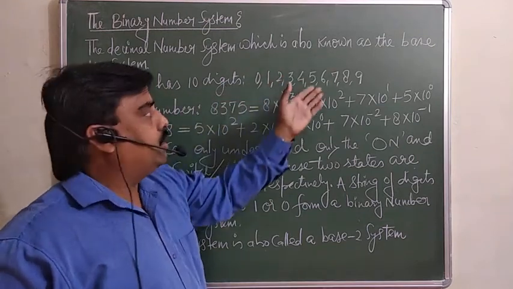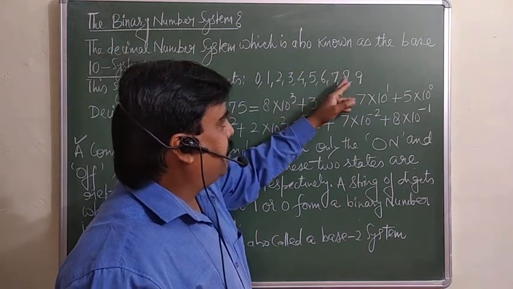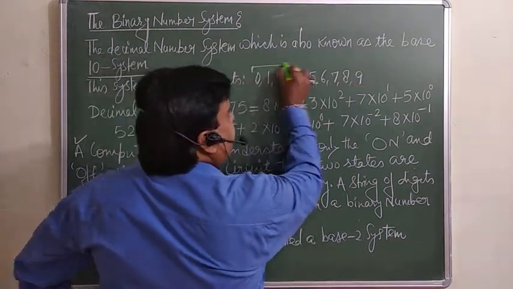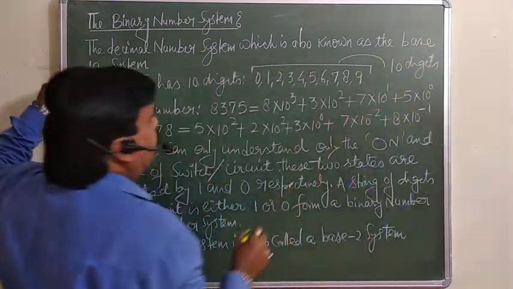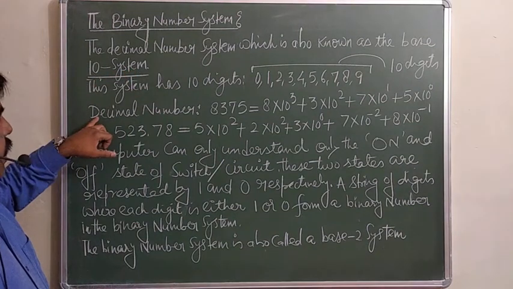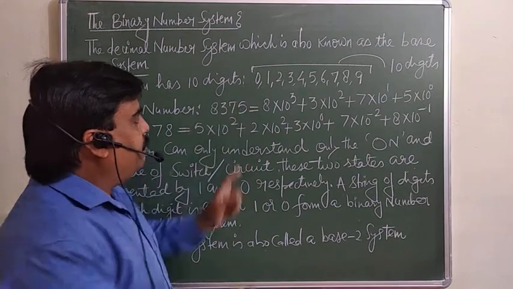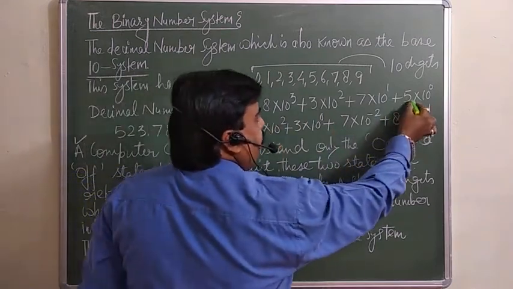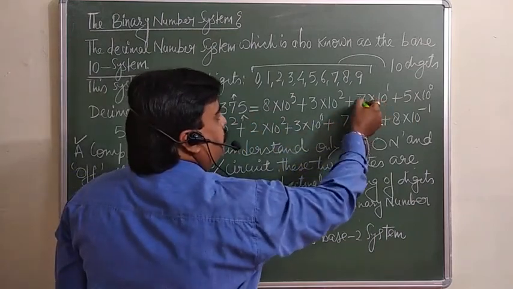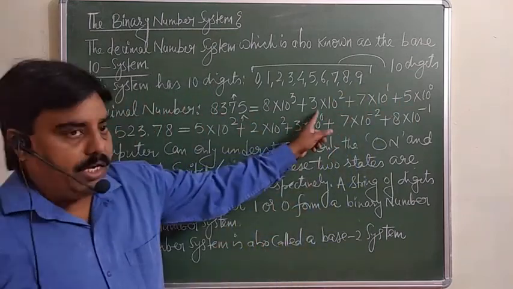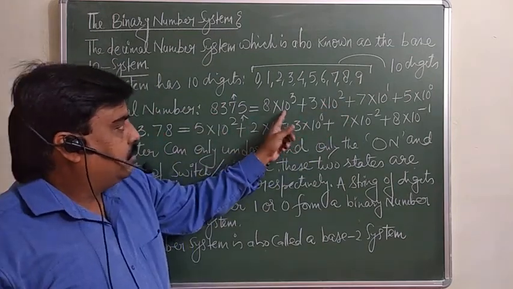The digits which we use in counting are 0 1 2 3 4 5 6 7 8 9. So overall these are the 10 digits, and that's why this is known as a base 10 system. For a decimal number like 8375, at the base 10 we will write this as 5 into 10 raised to power 0, plus 7 into 10 raised to power 1, similarly 3 into 10 raised to power 2, and 8 into 10 raised to power 3.